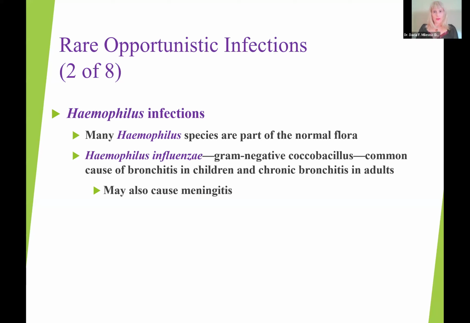All right, now we move on to Haemophilus infections. So many people confuse this because it sounds like a virus, right? When we say Haemophilus influenzae, we're thinking it's influenza, but it's not. Haemophilus influenzae is actually a bacterial infection by the group Haemophilus, and it's a gram-negative coccobacillus, commonly causing bronchitis in children, chronic bronchitis in adults, and eventually may cause meningitis.